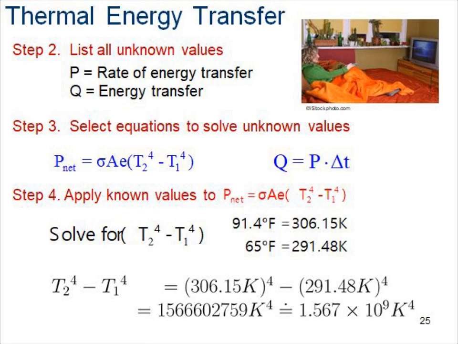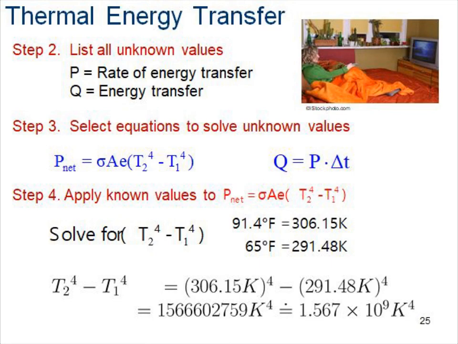Step 2, let's go ahead and list out our unknown values. So we have P, which is the rate of energy transferred, and Q is the amount of energy actually being transferred. Step 3, figure out which equations to use to solve for those unknown values. So we have Stefan's law, P net equals sigma times A times E times T2 to the fourth minus our first temperature to the fourth. Again, higher temperature goes first. And then to calculate our energy transferred Q, it's going to be P times delta t.